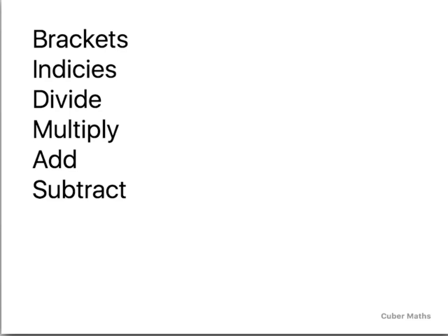BIDMAS is a way that you need to work out expressions, and it says that the first thing you should pay attention to is brackets. So if you had like 4 add 2 minus 1, before you did 4 add 2, you're going to take away 1 from the 2.